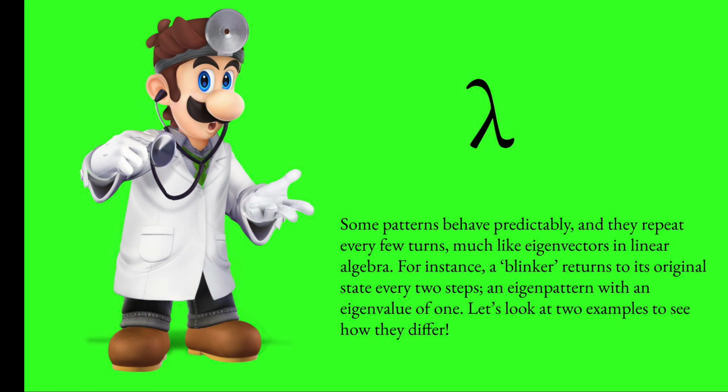Some patterns behave predictably and repeat every few turns, much like eigenvectors in linear algebra. For instance, a blinker returns to its original state every 2 steps, an eigenpattern with an eigenvalue of 1. Let's look at 2 examples to see how they differ.